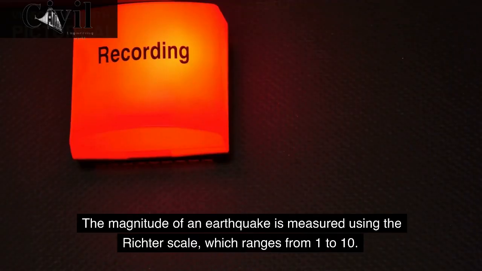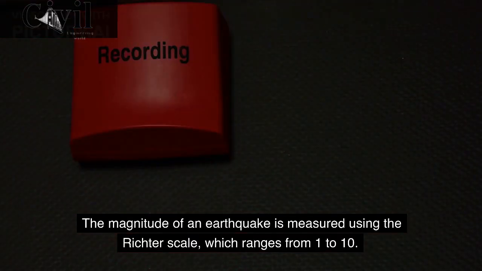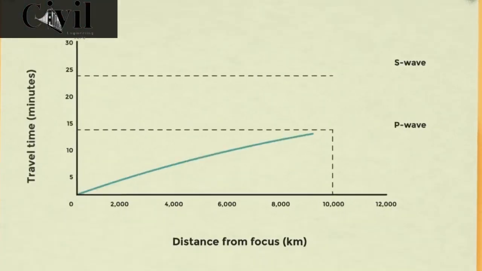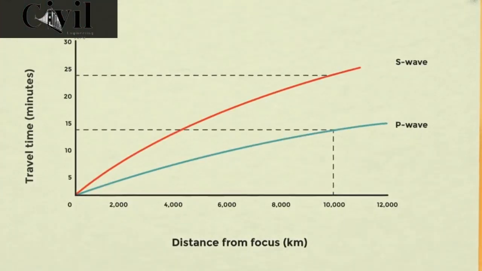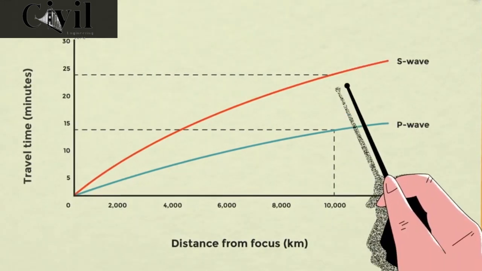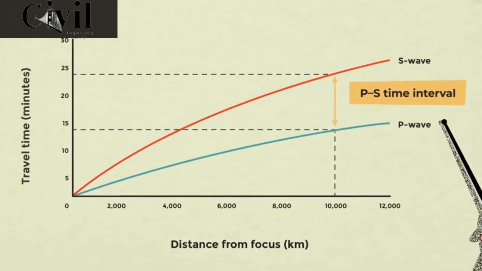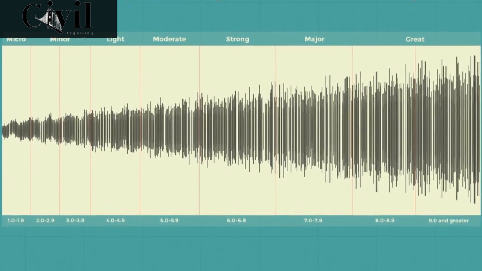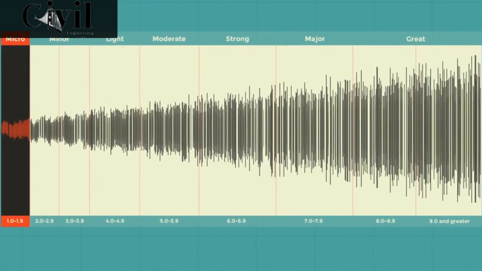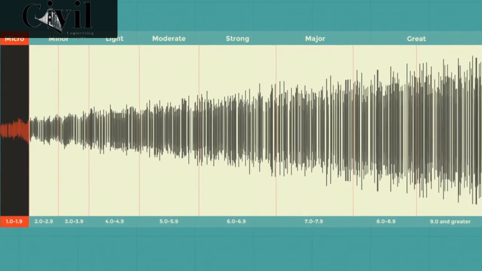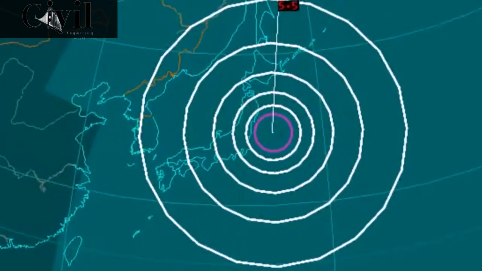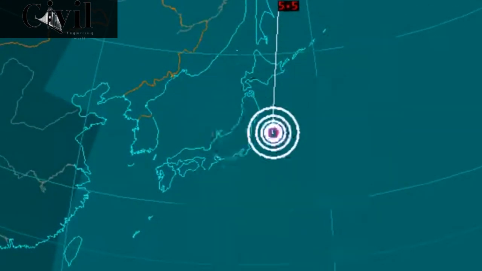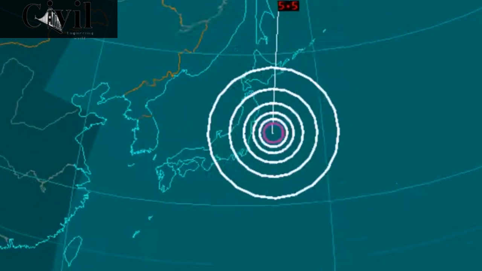The magnitude of an earthquake is measured using the Richter scale, which ranges from 1 to 10. Each increase in magnitude represents a tenfold increase in the amplitude of seismic waves. For example, an earthquake with a magnitude of 7 is 10 times more powerful than an earthquake with a magnitude of 6.